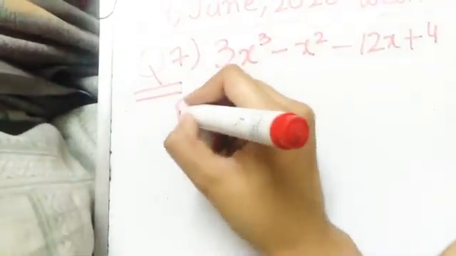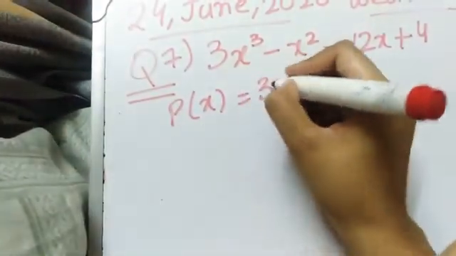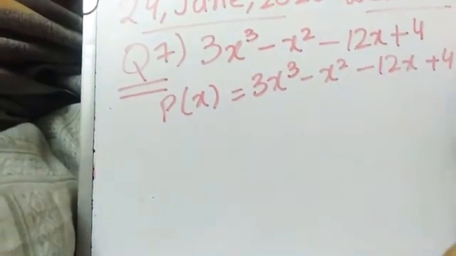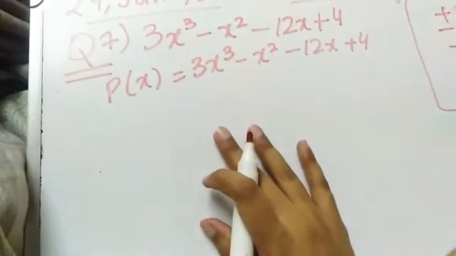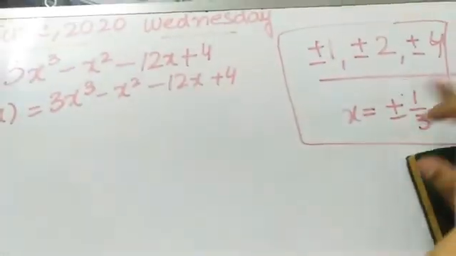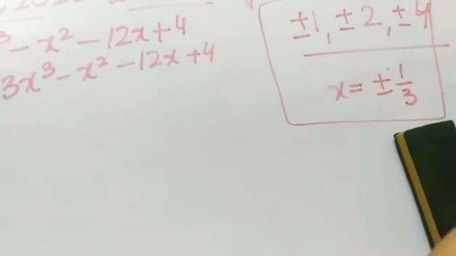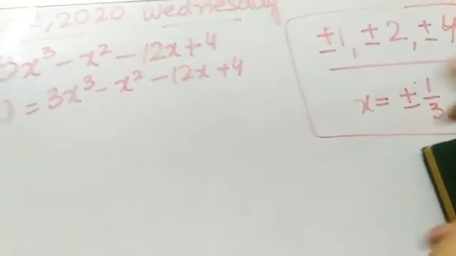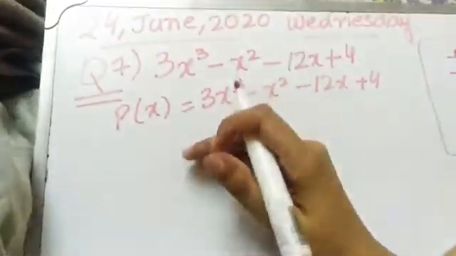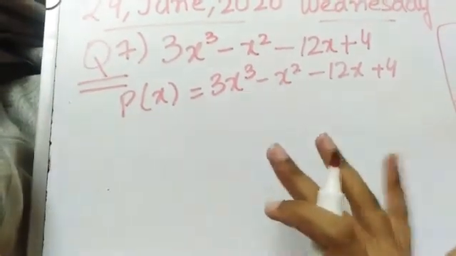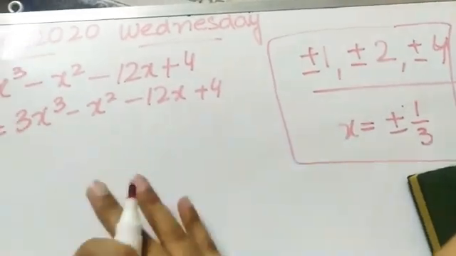Now first I will let it equal p of x. You can also check these x values on the rough side, then write only the factors of this polynomial, skipping the numbers which are not factors of this polynomial.